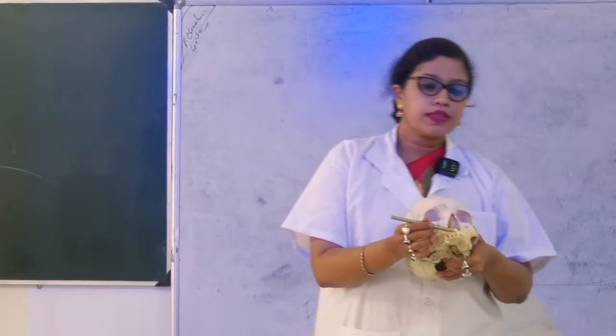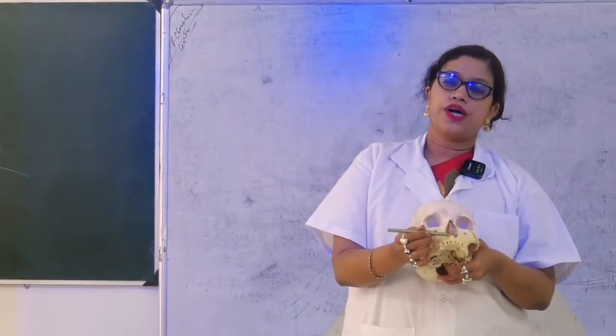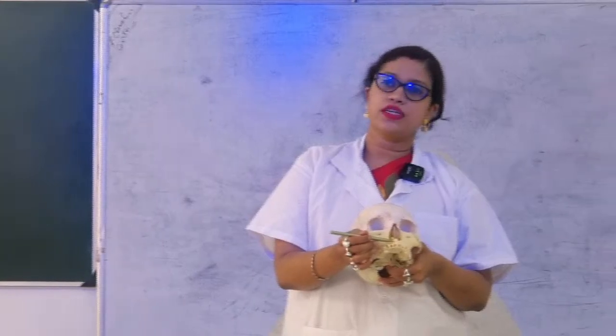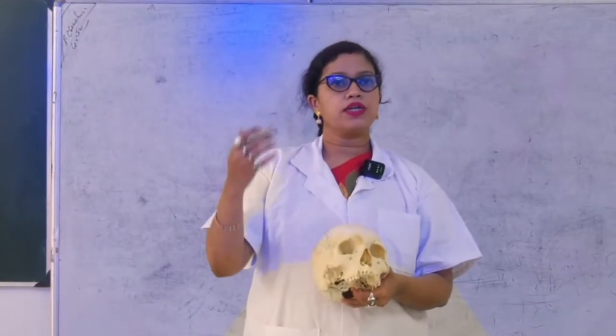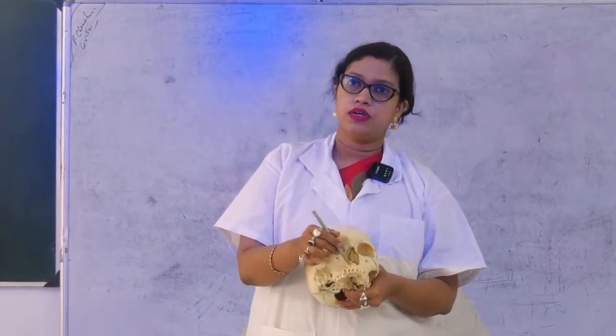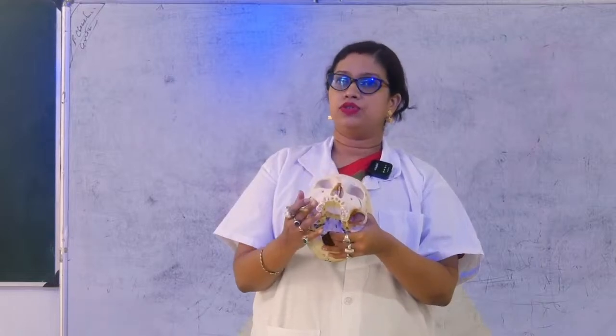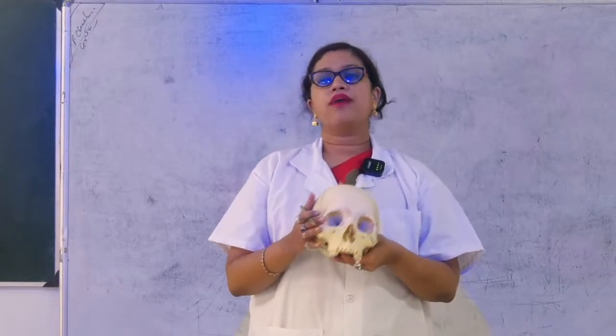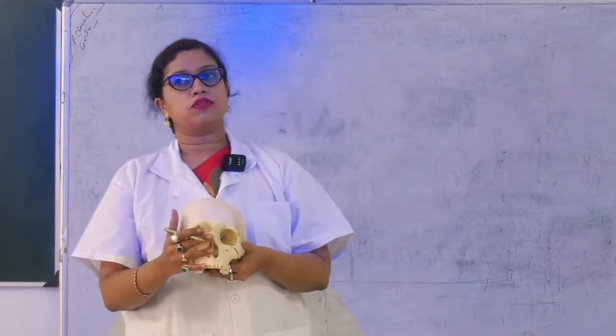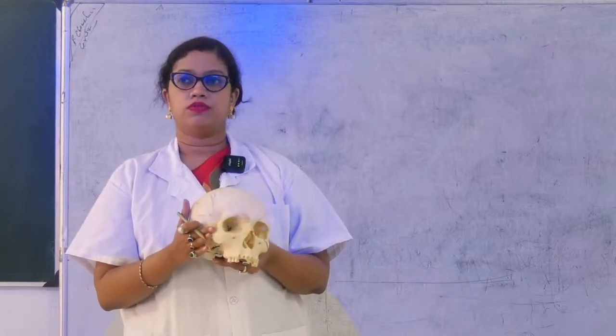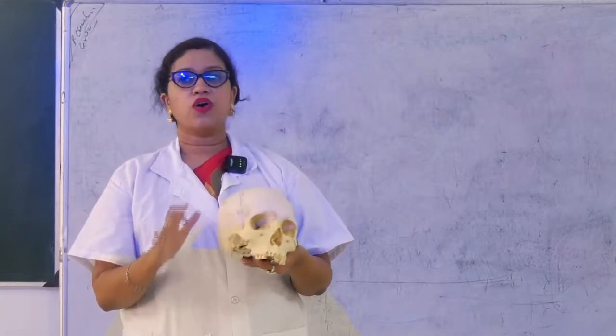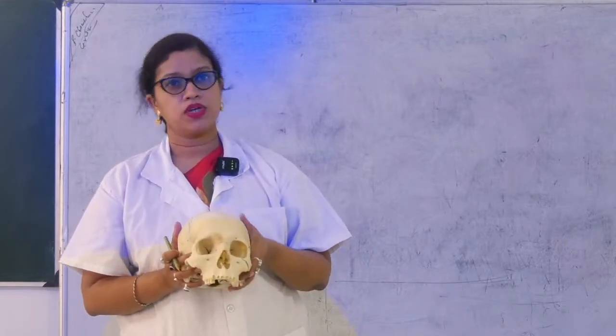And what will you find here? This is the incisive fossa, it is above the incisor tooth, and this is the canine fossa, and this is the alveolar arch. Okay, so this you have to remember for the norma frontalis. Okay, and this is the zygomatic arch. Understood? So this is all about the norma frontalis. Thank you.